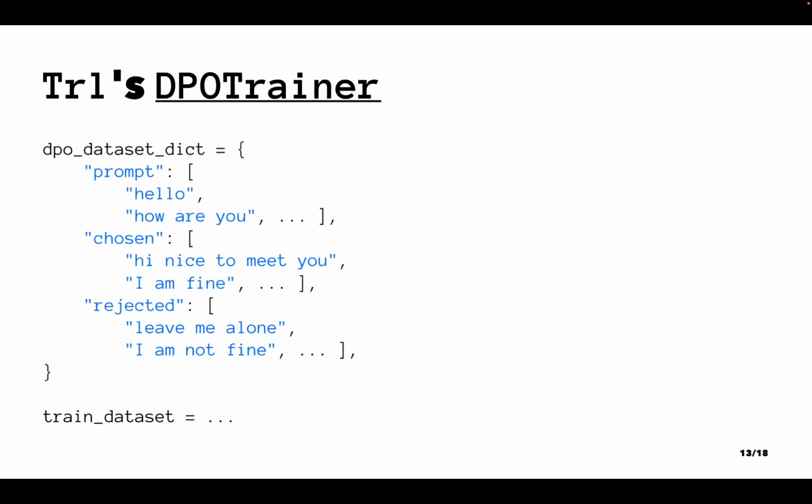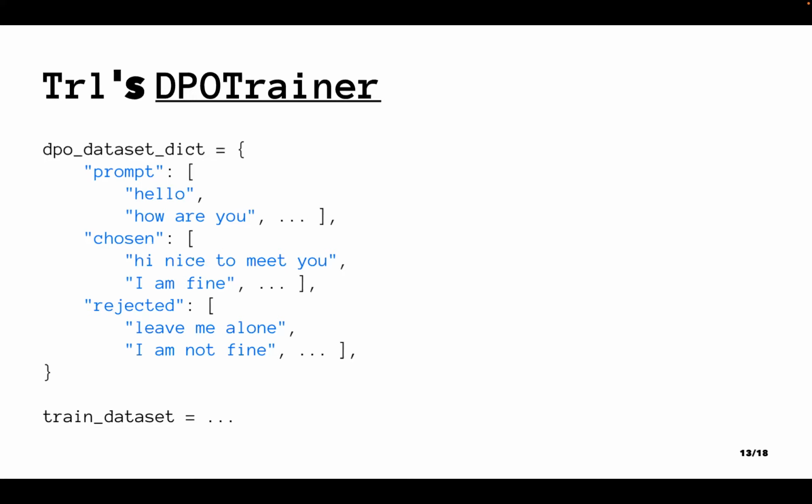So in the Hugging Face TRL library, it's relatively simple to implement this now. Remember, the data set needs to have a certain structure: a dictionary where you have prompts, your x's, an array of x's, and then you have your winning and your losing completions.